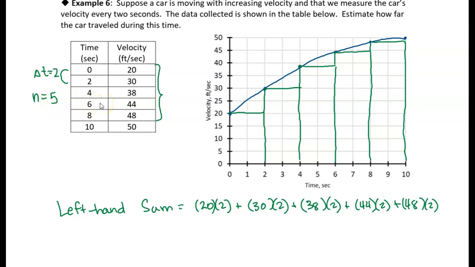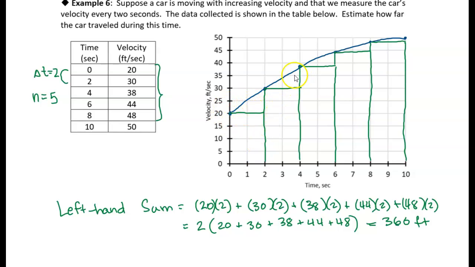All right. So now I'm noticing here that each one of these terms has a common factor of 2. So sometimes it's easier just to take the sum of all of these left-hand data points and multiply by the width of the time interval. Okay, so I'm just going to add up. It's a lot easier rather than taking 20 times 2 plus 30 times 2 plus 38 times 2 and so on. Just to add up 20 plus 30 plus 38 plus 44 plus 48 and then take the whole thing times 2. Okay, so when I do that, I get 360 feet. Okay, now you might have noticed that's not a great estimate because we're losing a bunch of area here.